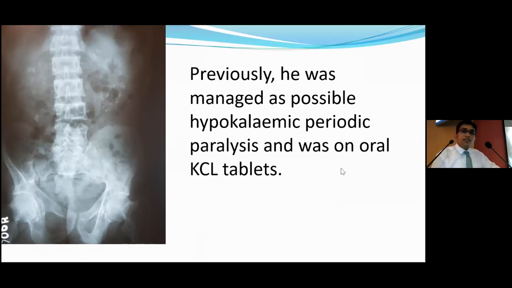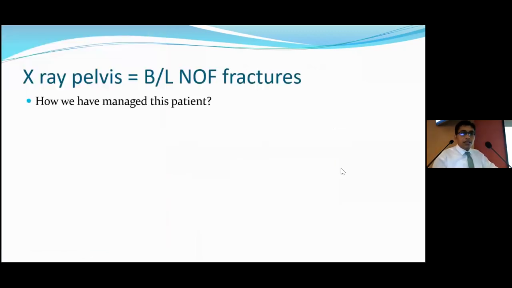Previously, he was managed as hypokalemic periodic paralysis and he was on oral KCL tablets. Apart from the bilateral nephrocalcinosis, he has radiological evidence suggestive of bilateral neck of the femur fractures. Those are pathological fractures that were seen by the consultant orthopedic surgeon as well. And at the end, I will discuss how we have managed this patient.